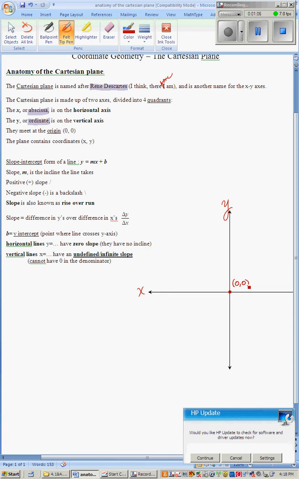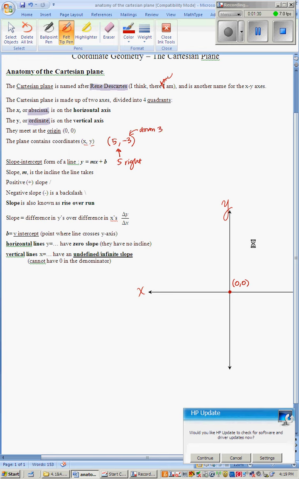The plane is filled with billions and billions of points, and the coordinate points are listed as an x and a y, meaning that we're going to do the horizontal movement first and then a vertical movement after. So in this case, we would go 5 to the right, and then we would go down, because it's negative, 3.